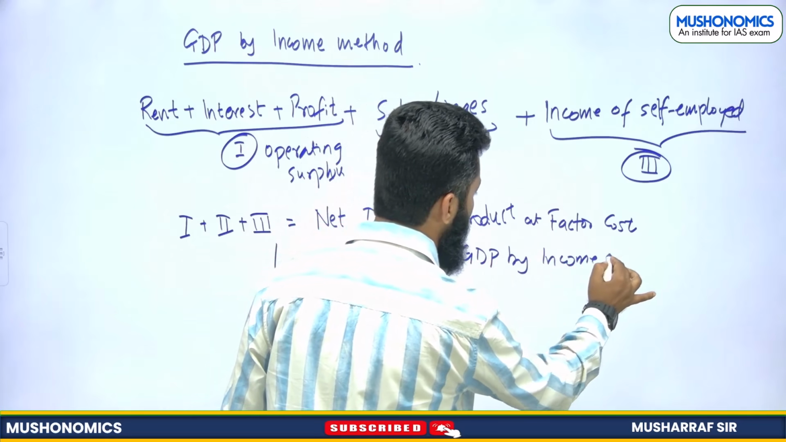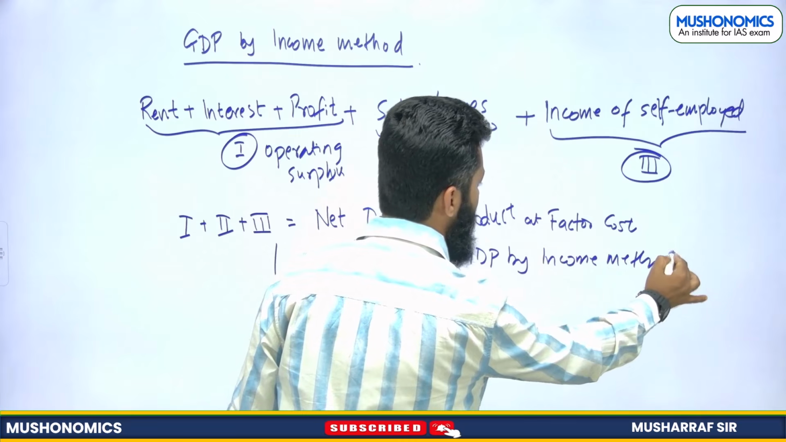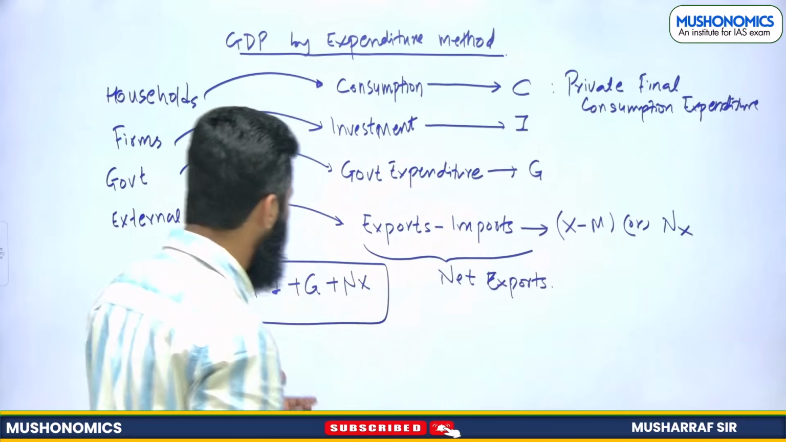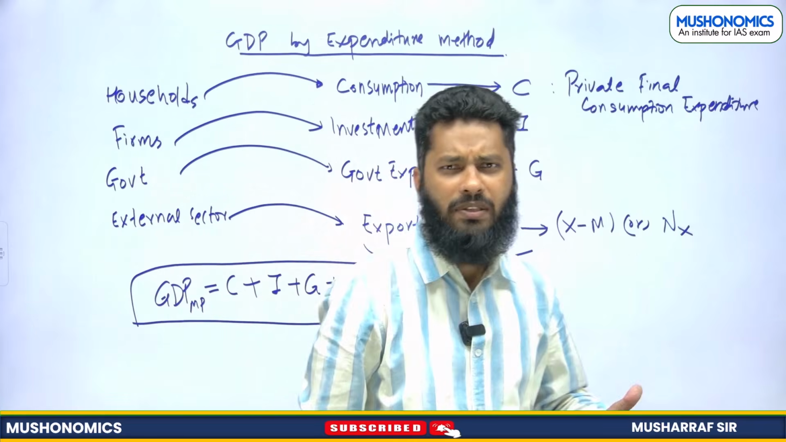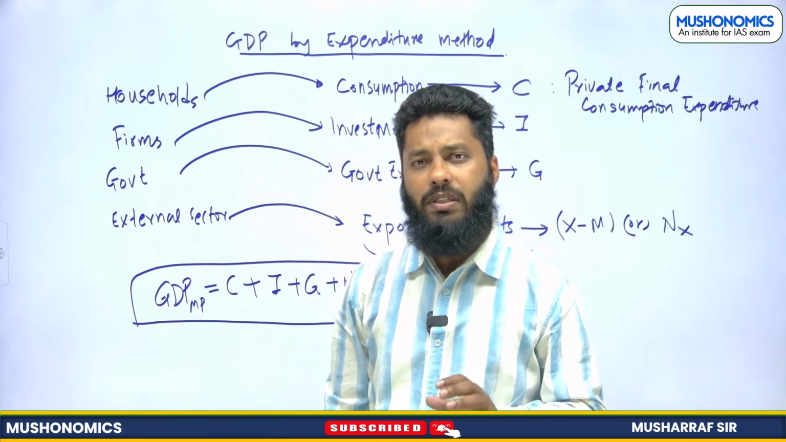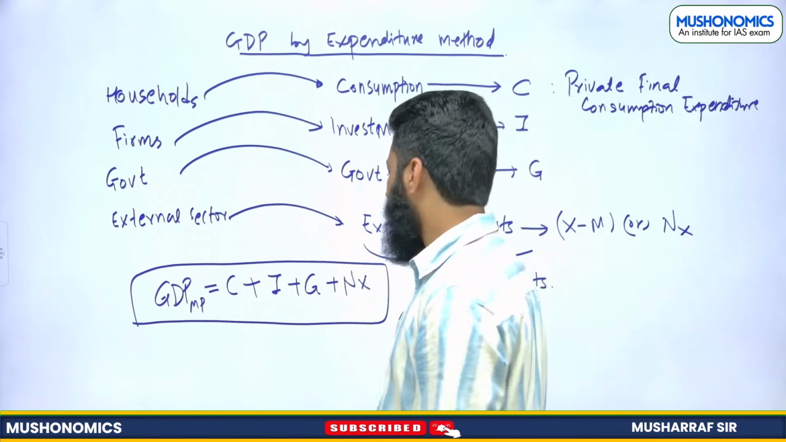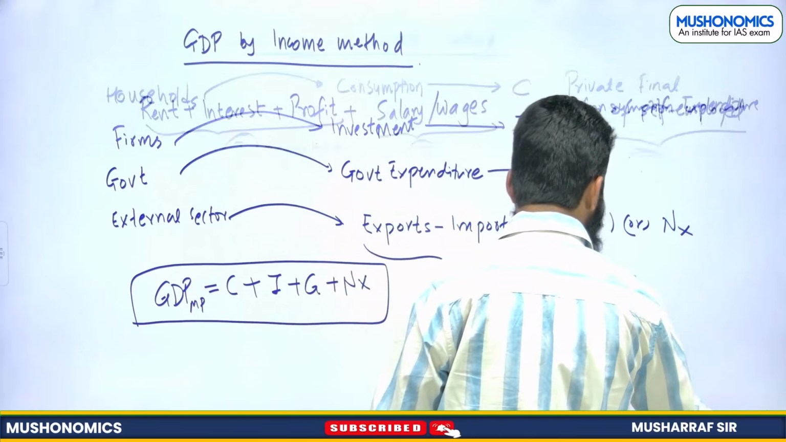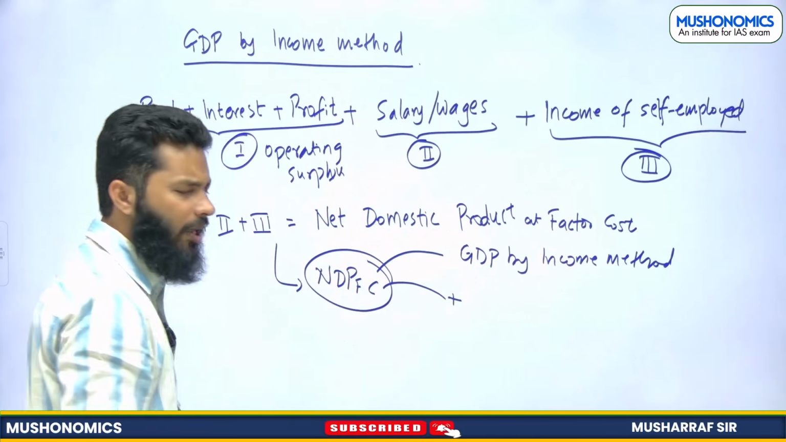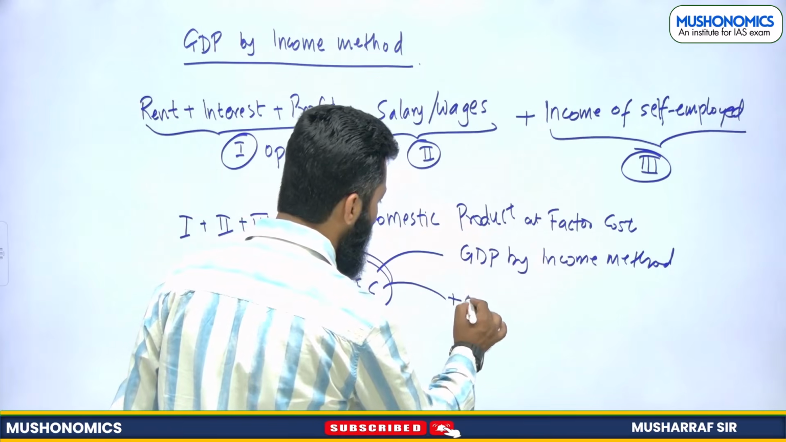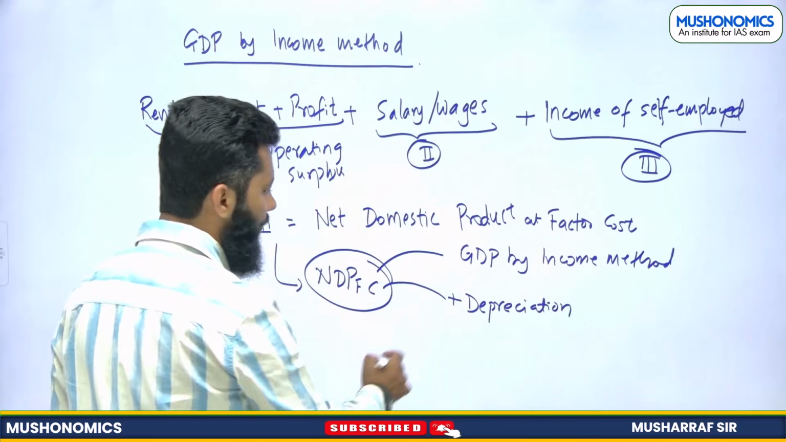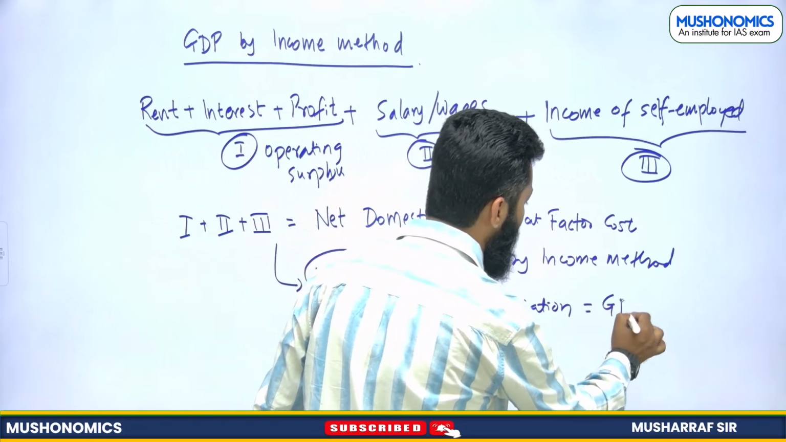Now, if I want to equate this with the previous variant, the GDP at market price, because the GDP value we generally read in the newspaper is real GDP at market price only, how can I get this particular variant from this one? If I include the value of depreciation, what will I get? GDP at factor cost, right?